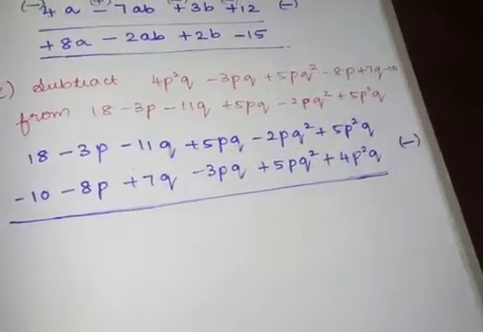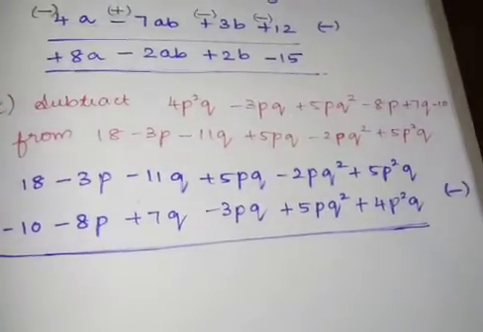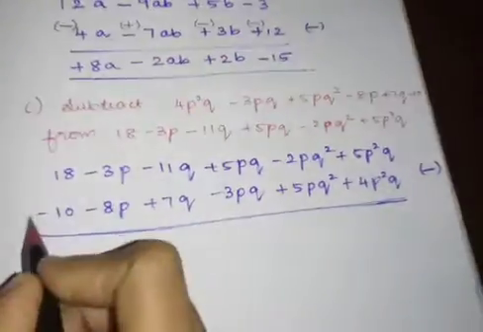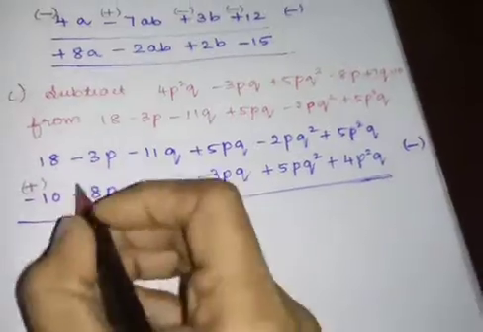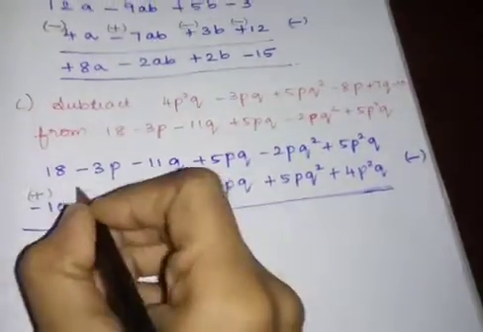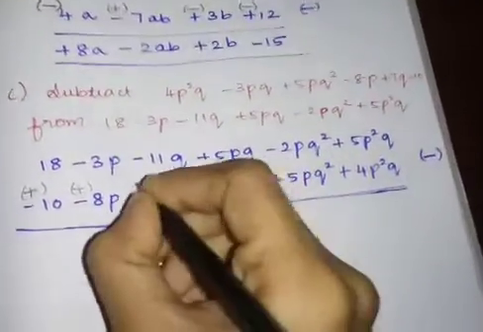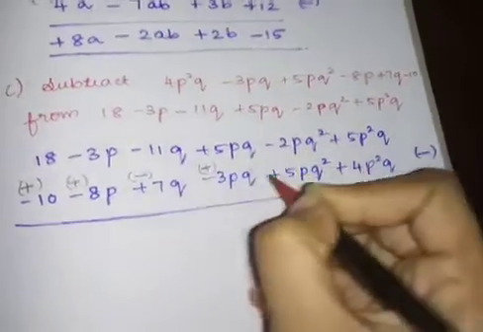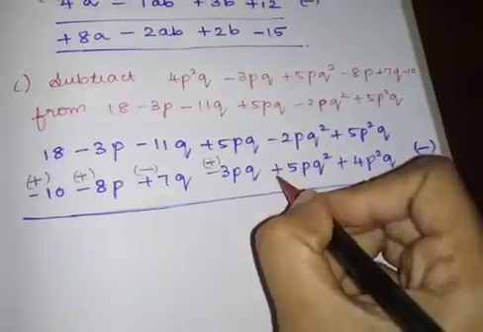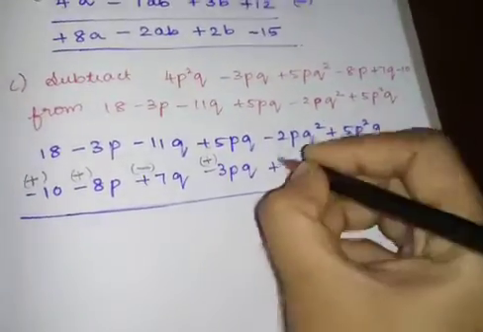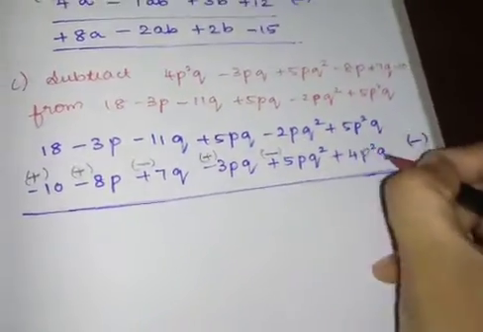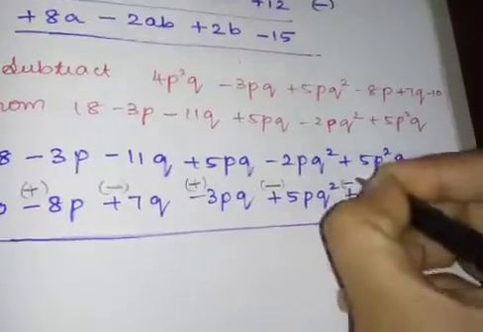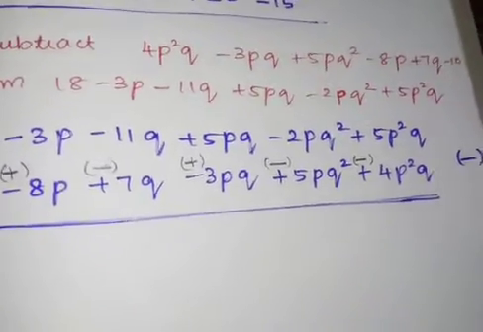What we have to do now? We are supposed to subtract it. Subtraction, what you will do? You will change the signs. So, minus 10 has become plus 10. Minus 8p has become plus 8p. Plus 7q has become minus 7q. Minus 3pq has become plus 3pq. Plus 5pq square has become minus 5pq square. Plus 4p square q has become minus 4p square q.